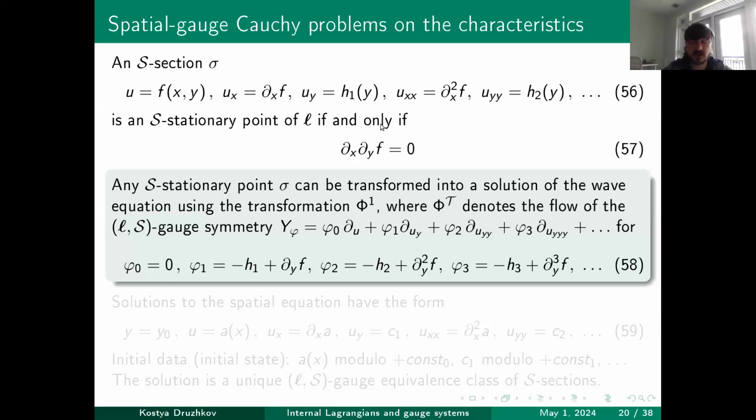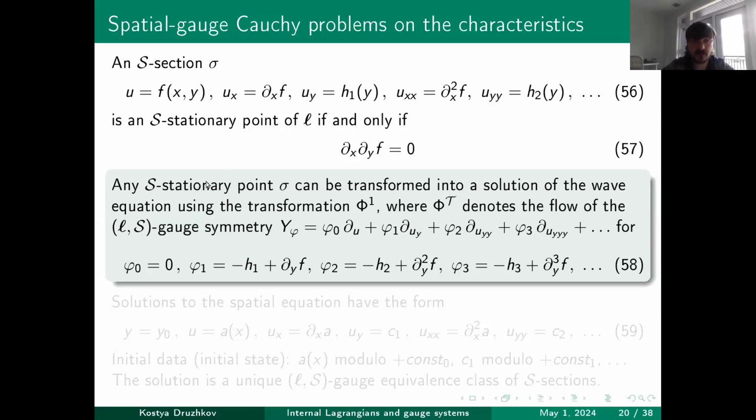Yes, it's not gauge. I would like to emphasize that it's spatial gauge symmetry. It's a gauge for the spatial equation, but it's not the usual gauge symmetry, in the sense that such symmetries do not allow one to consider compactly supported perturbations of solutions within the class of solutions. And this is the difference, actually.